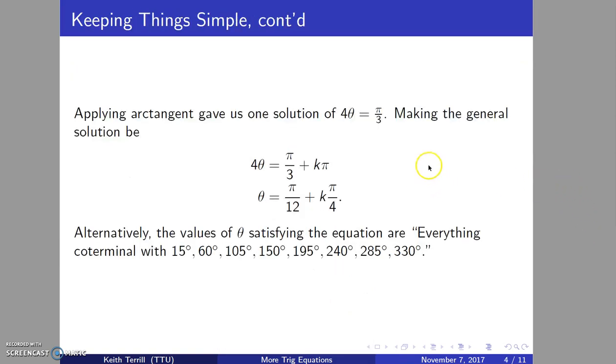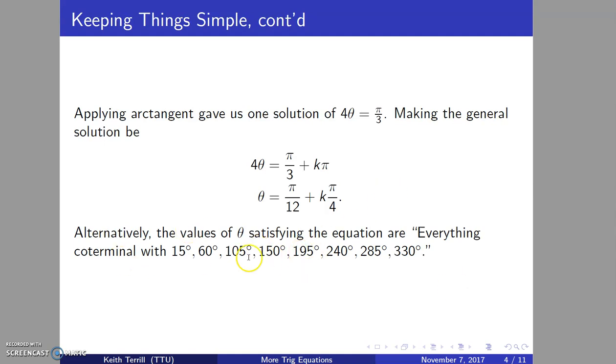That said, there is a little bit you have to keep track of, right? Our general solution for 4 theta is going to be pi over 3 plus k pi. So that means our general solutions for theta is going to be 1/4 of that, right? I've got 4 theta equals all this, so I divide through by 4, and I'm going to get pi over 12 plus k pi over 4. So this is going to be, see, that's 15 degrees, and this is k 45 degrees. So if you'd like, you can say it's everything coterminal with 15 degrees plus 45 degrees all the way around. And that would also be true.